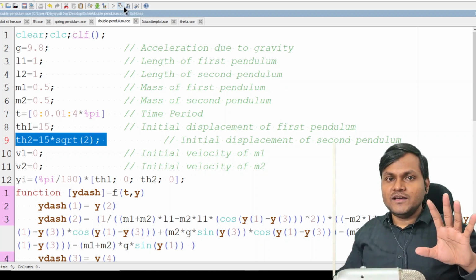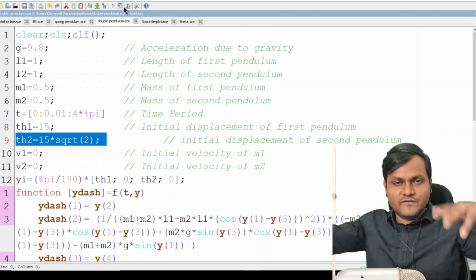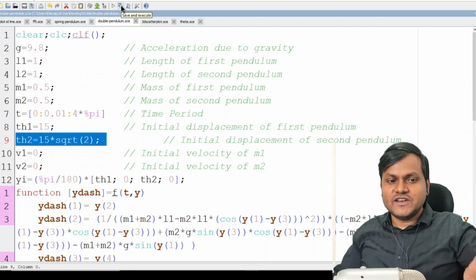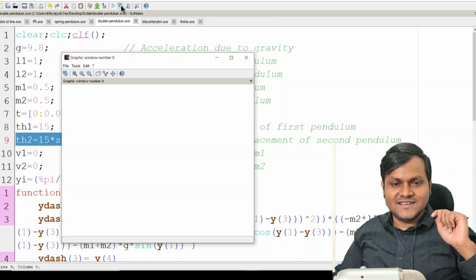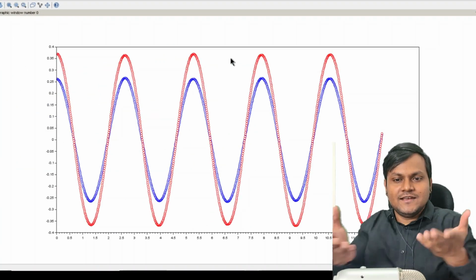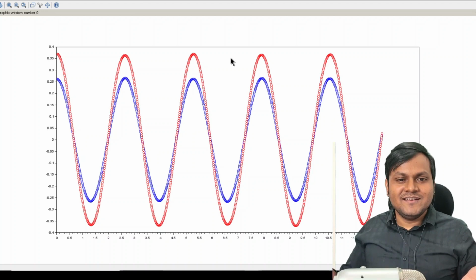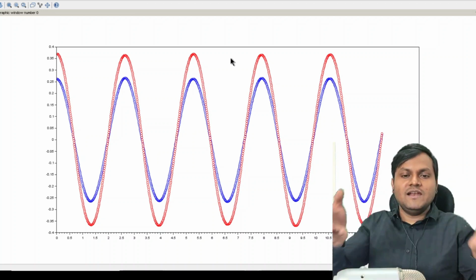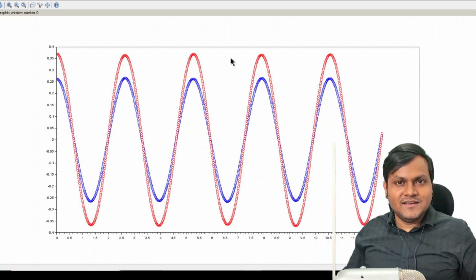Now remember, the general solution was quite complicated, right? The general solutions of theta 1 and theta 2 are quite complicated, but what's going to happen if I obtain the solution for these two specific initial condition cases? Let's run it. Yes. Now see, the solution is a simple harmonic oscillation. The blue line represents the angular displacement of the first particle. The red line represents the angular displacement of the second particle, and they are both varying sinusoidally.